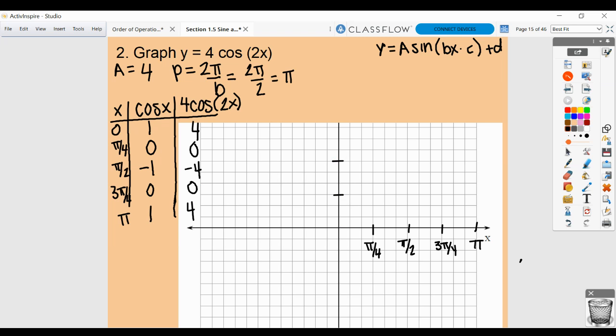Now when we go to do our y-axis, I don't have enough room to count by 1s. So I'm going to count by 2s. And then when you graph, it's going to be this one and this one. So 0, 4, pi over 4, 0, pi over 2, -4, 3 pi over 4, 0, and then pi, 4. And when you connect the dots, it looks like that U. It looks like that valley. That should always happen.